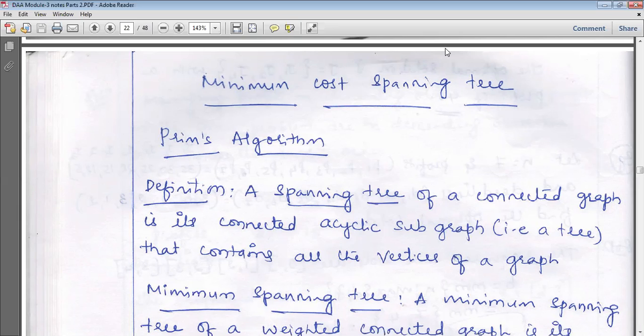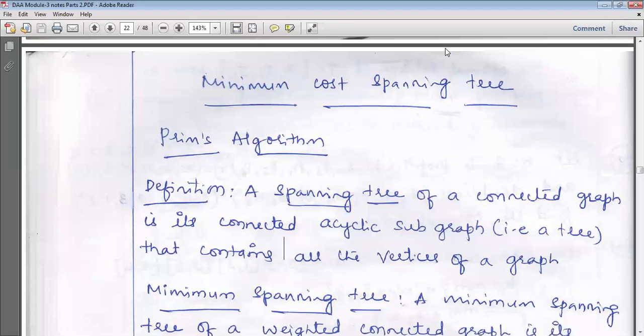What is a minimum spanning tree? A minimum spanning tree of a weighted connected graph should be weighted and connected, and it's a spanning tree of the smallest weight. So what we are going to do? We are going to consider the spanning tree of the smallest weight, where the weight of a tree is defined as, how do we define the weight of a tree? We are going to take the sum of the weights of all its edges. That is nothing but our minimum spanning tree.